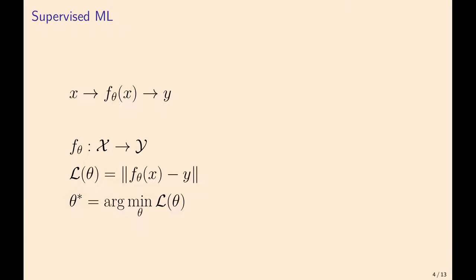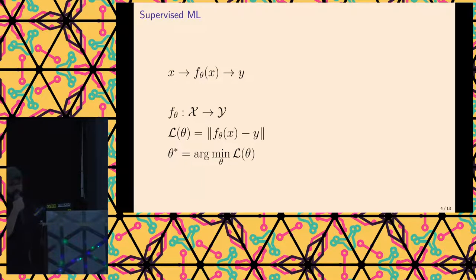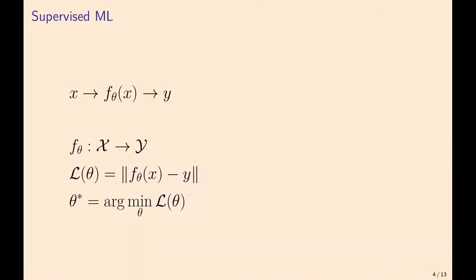In very loose mathematical notation, we define what's called a loss function, which depends on the parameters of our model f, and we try to minimize that loss function in order to find the parameters that model the relation in our data best. So this is what supervised machine learning is all about, apart from all the fruits and heads. It's very simple.